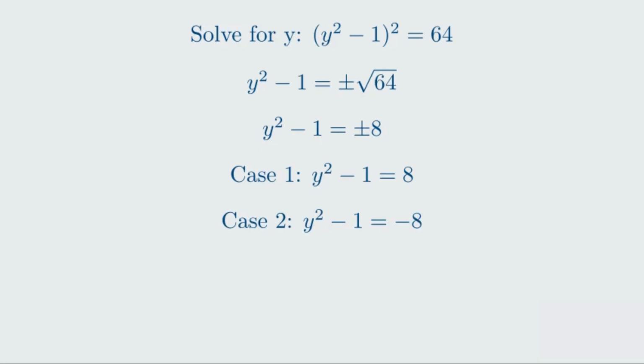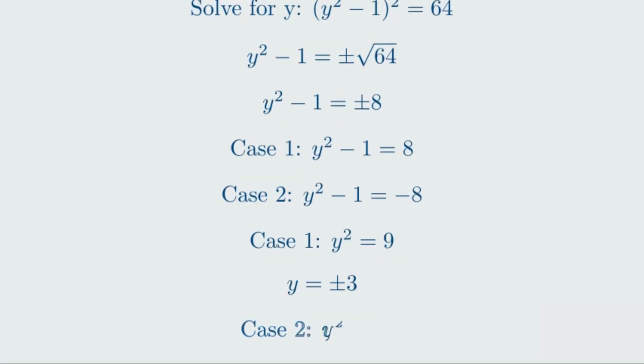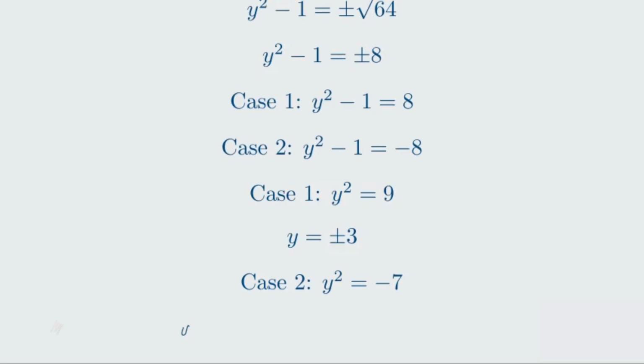For case 1, we add 1 to both sides. This gives us y squared equals 9. Taking the square root, we find that y can be either positive 3 or negative 3. For case 2, we again add 1 to both sides. This gives us y squared equals negative 7. The square root of a negative number is not a real number. For this video, we'll focus only on real solutions for x, so we can ignore this case for now.